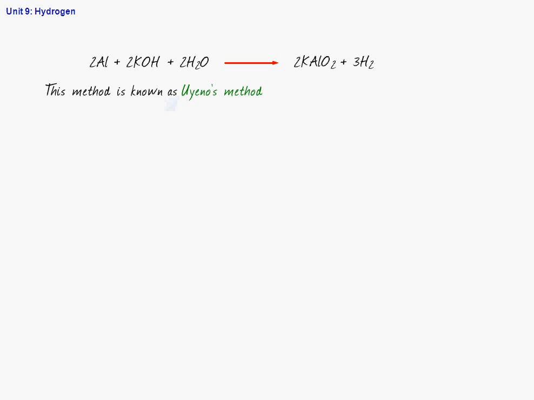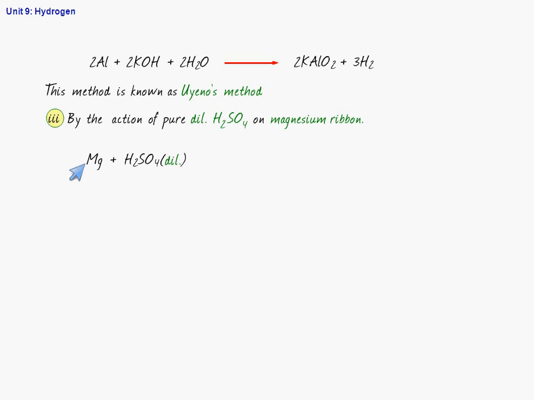Then the third is by the action of pure dilute H2SO4 on magnesium ribbon, that is Mg plus dilute H2SO4 gives MgSO4 plus H2. So these are the methods by which hydrogen is obtained in the highest state of purity. Then we have commercial preparation of dihydrogen. Now commercial preparation of dihydrogen we will discuss in the next meeting.